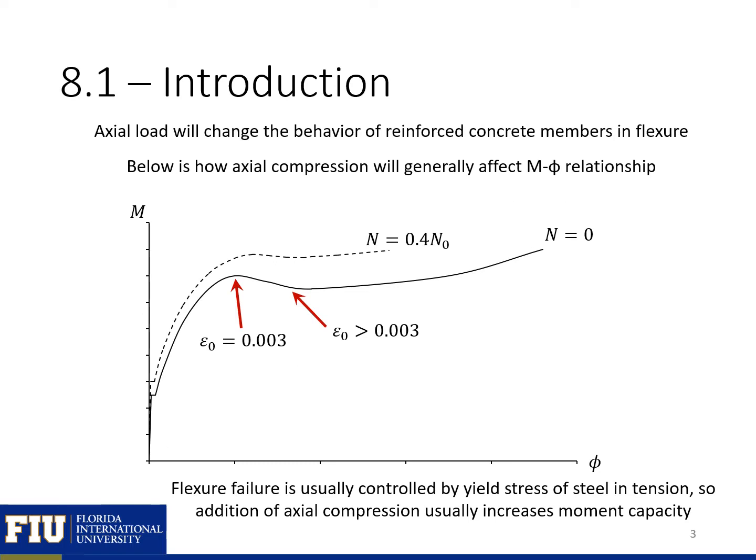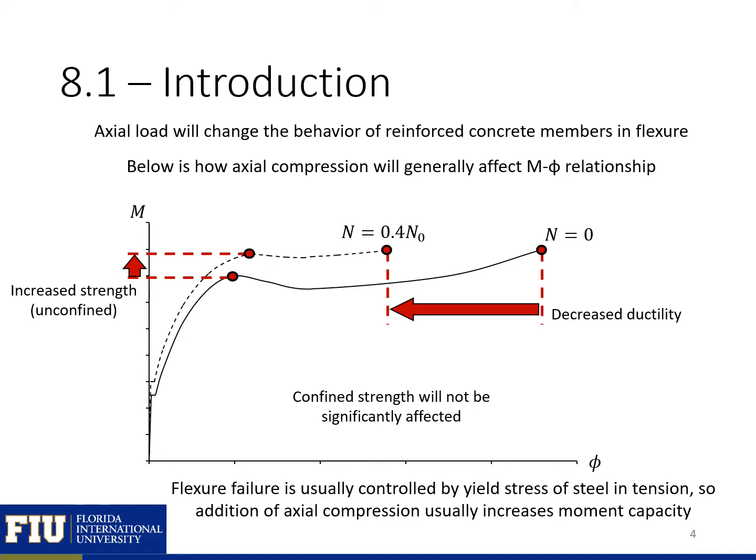Axial load is going to change the behavior of our reinforced concrete members in flexure. We can see below how our axial compression is going to affect our moment curvature relationship. Here we have a moment curvature relationship for a column with no axial load and an axial load equal to about 40% of its pure compression load. You can also see we're adding in some ductility greater than we would traditionally assume, so some of our ductility that we may get due to confinement. So we'll have strains greater than 0.003 shown here.